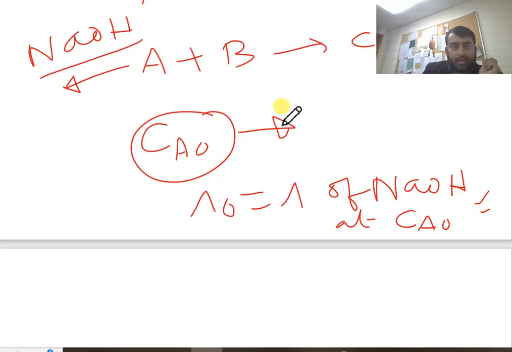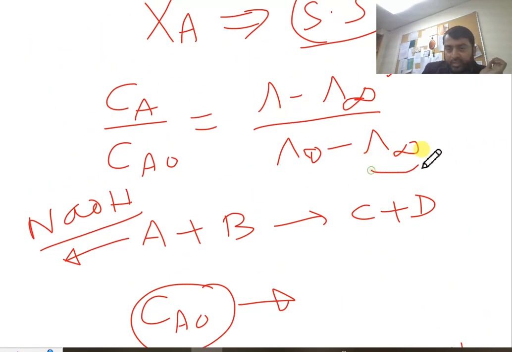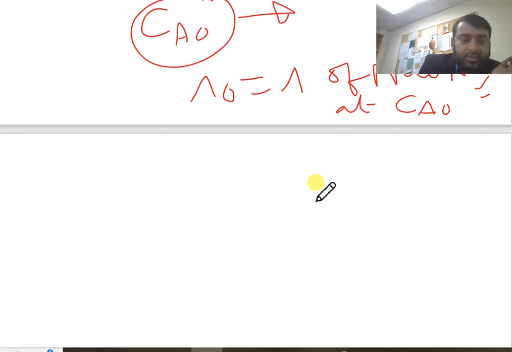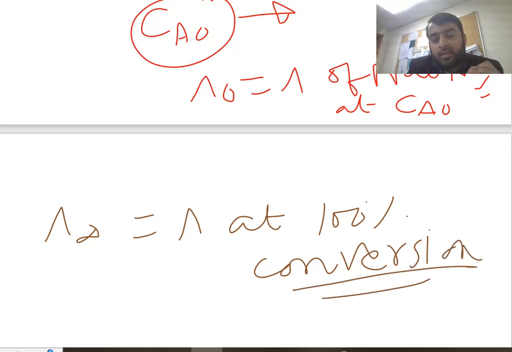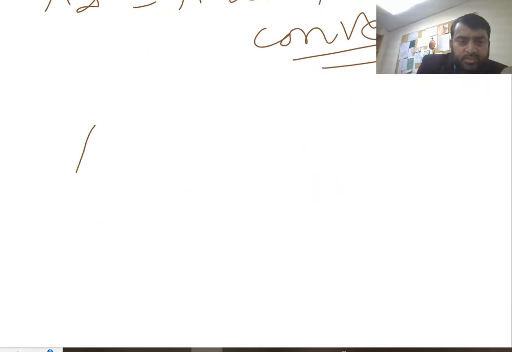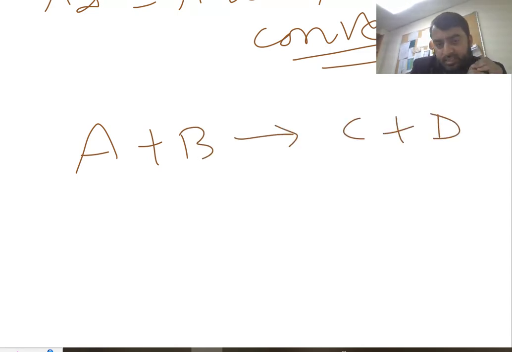Now, lambda infinity. What does it mean? Lambda infinity is the conductivity at 100% conversion. Okay? So, depending on the scenario, the concentration you started with. Suppose A plus B gives you C plus D. C is sodium acetate. D is ethanol, which doesn't have any conductivity.